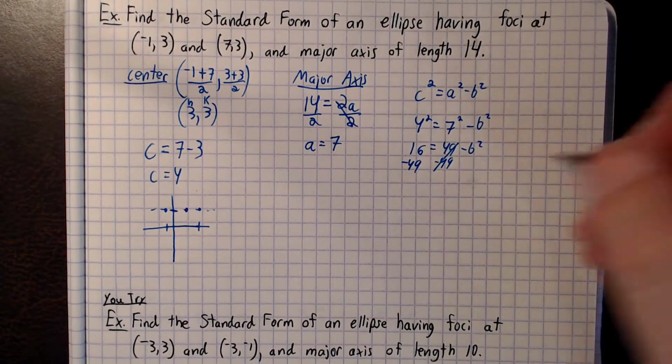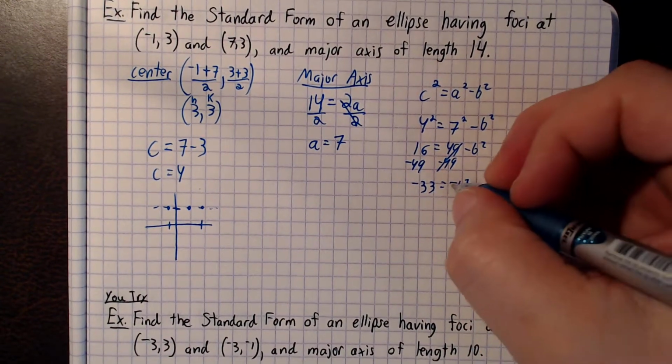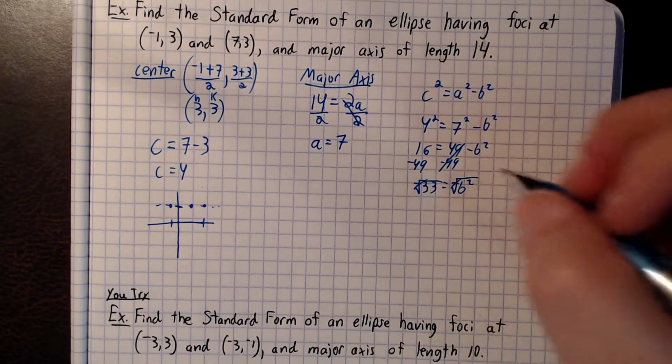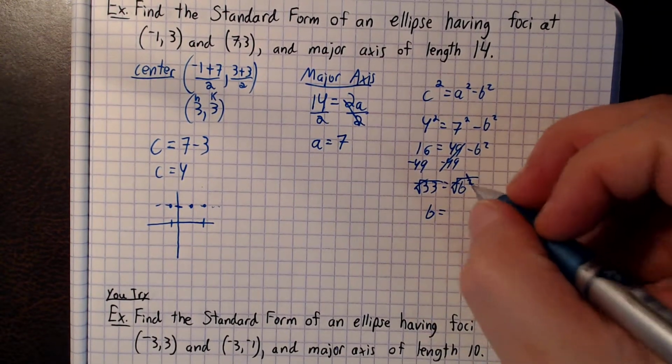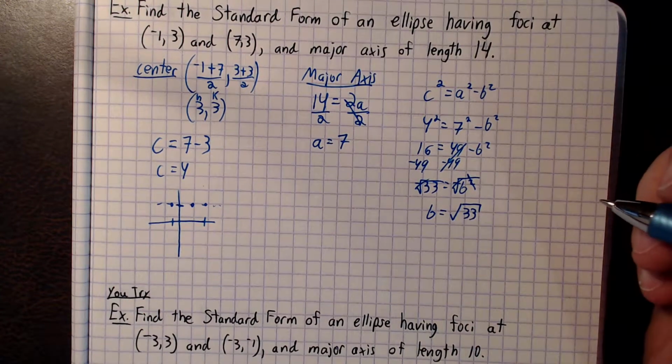Let's see, 16 minus 49, that's -33. Those negatives are going to cancel. Take the square root. So b equals the square root of 33.